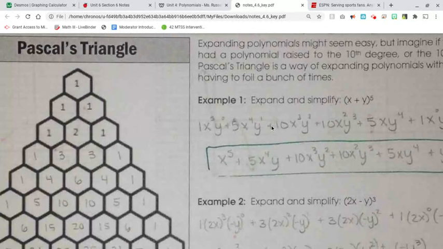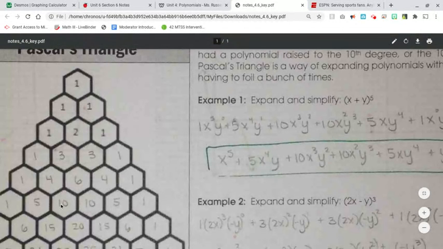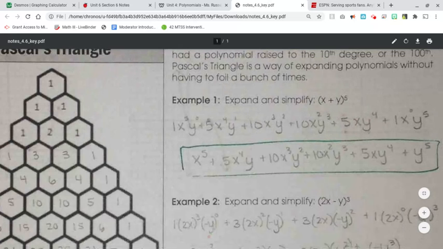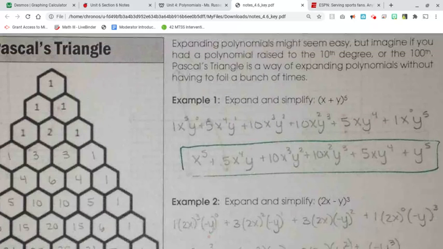Then we're going to go to the next one, 10, x to the third power, y to the second power. Then we're going to do 10 again, because remember we're following this row down here. X to the second power, y to the third power. Then we're going to go to 5, x to the first power, y to the fourth power. Then we're going to finally end up with 1 x to the 0 power y to the 5th power.